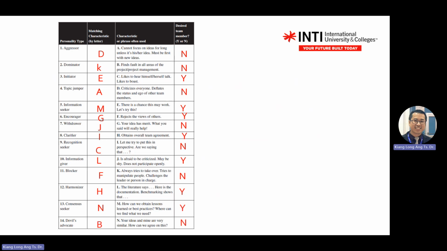Okay, so D, K, E, A, M, G, J, I, C, L, F, H, N, and B. Then what we desire for the member is initiator, information seeker, clarifier, information giver, harmonizer, consensus seeker.